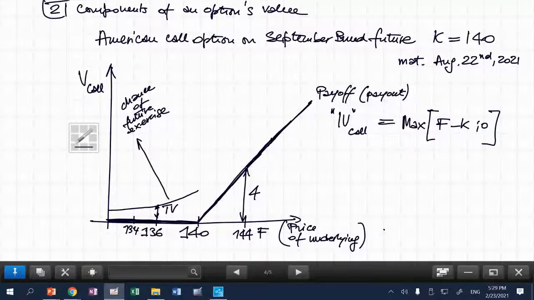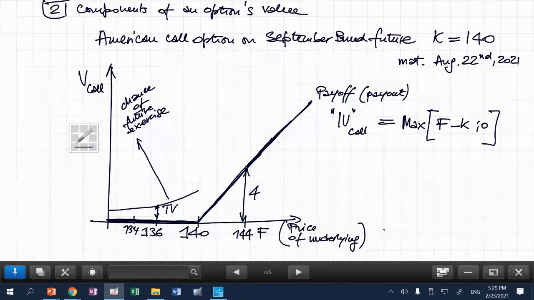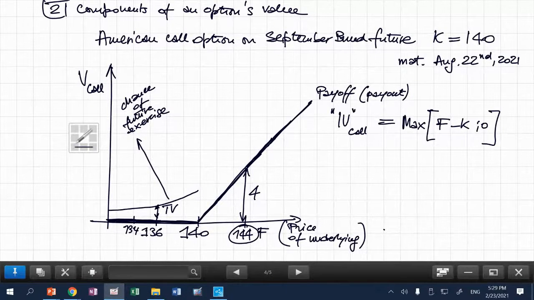What happens when I am on the right side of the graph? So when I'm with the price greater than 140. Here there is also time value, but it's important to understand why, because apparently one could say, look, if the future trades at 144, it's not obvious that having more time to maturity is good news, because the price can move up or down, and depending on that, I make more or less money, okay?